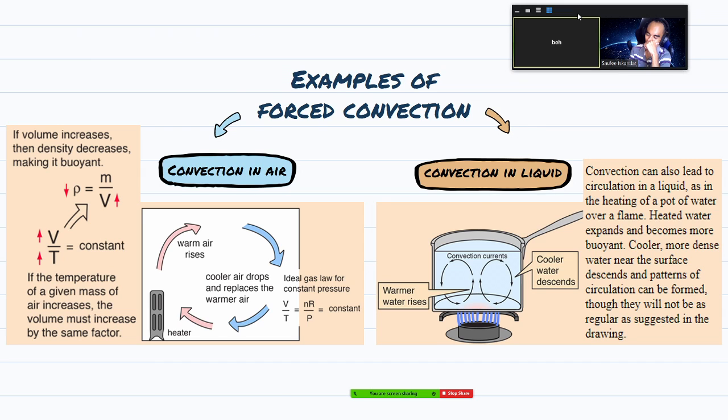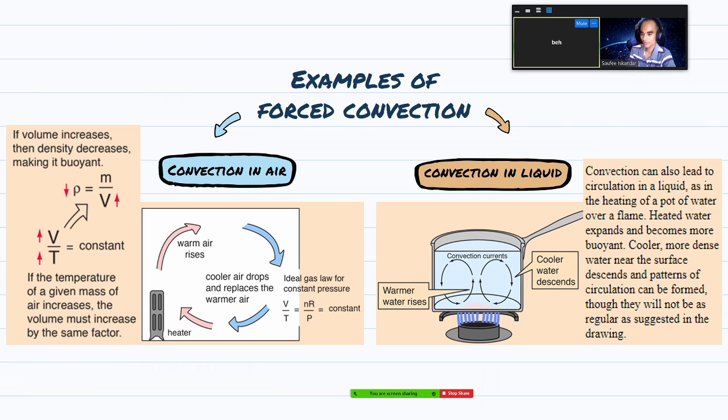In convection in liquid, convection can also lead to circulation in a liquid, as in the heating of a pot of water over a flame. Heated water expands and becomes more buoyant. Cooler, denser water near the surface descends and a pattern of circulation can be formed. True, they will not be as regular as suggested in the drawing.